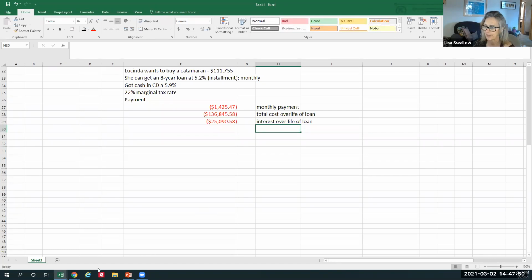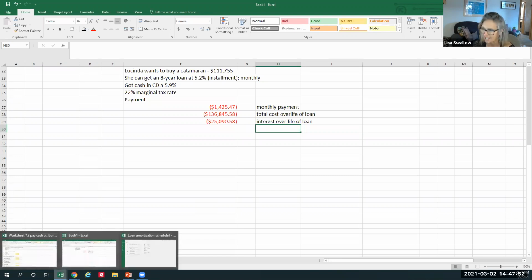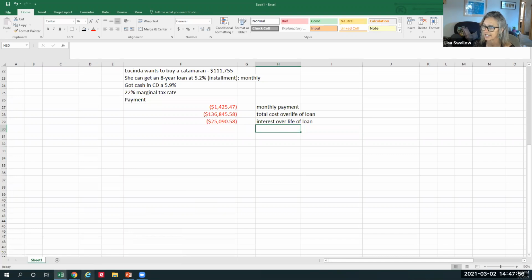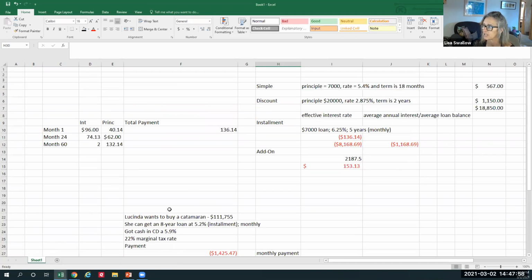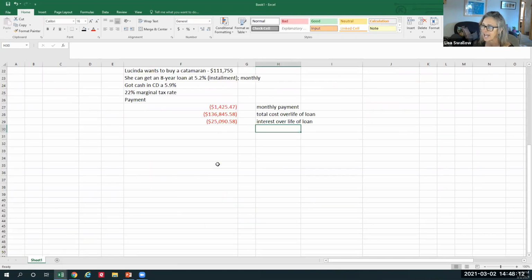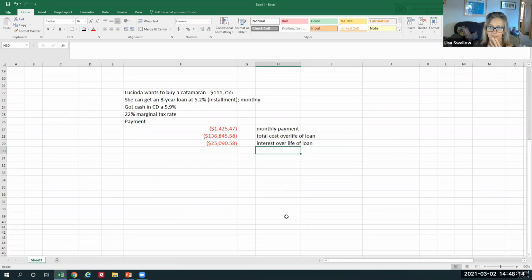Just for frame of reference, you guys, this is exactly what we just did. Oh, I must have lost that. Oh no, here it is. That's exactly what we just did here: my payments were 136. How much did I pay over the 5 years? Therefore, how much was interest? Okay, that's exactly what we're doing here. No difference.